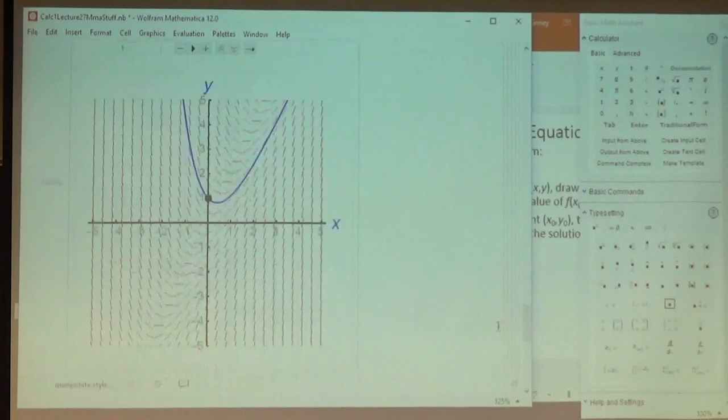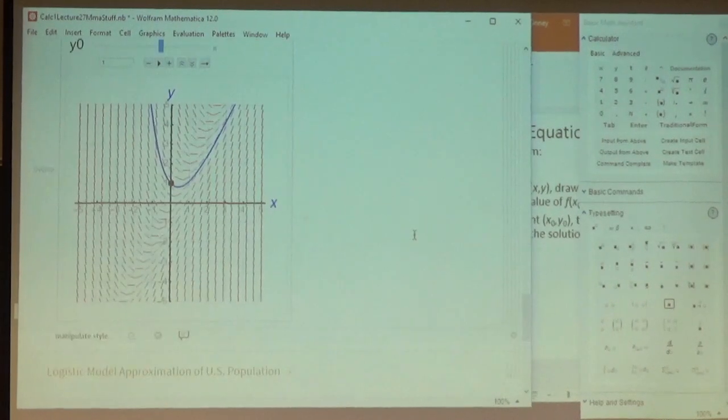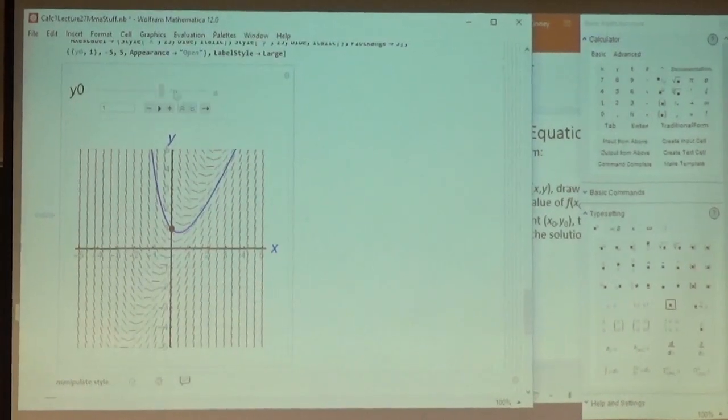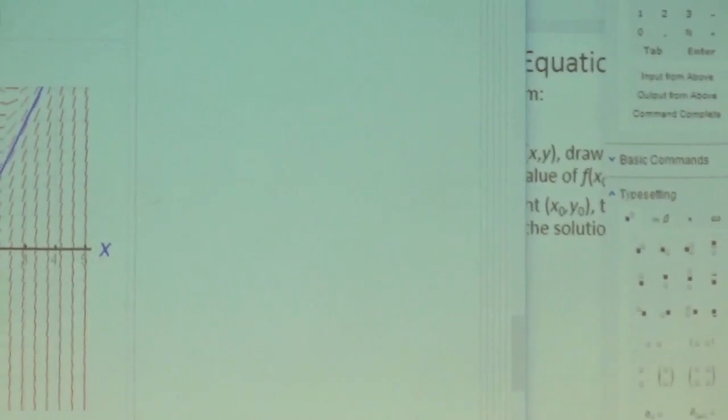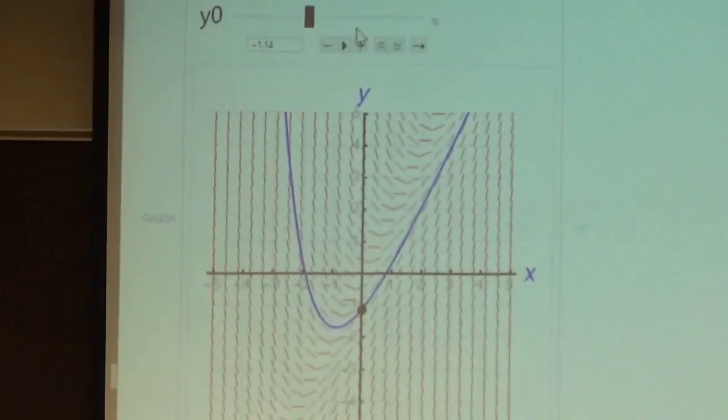And in fact, I've allowed myself to change the initial condition, to manipulate where the initial value of y can change, and you can see the different graphs, but all of them do follow the slope field, no matter what the initial condition is.